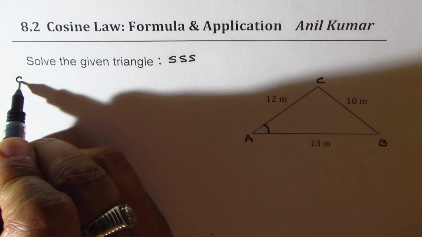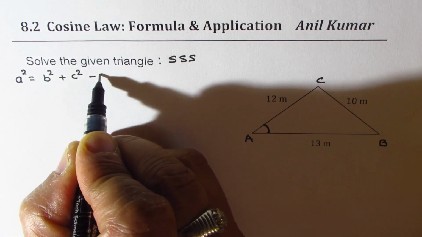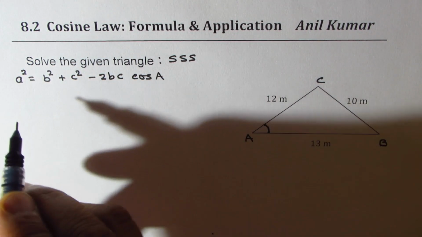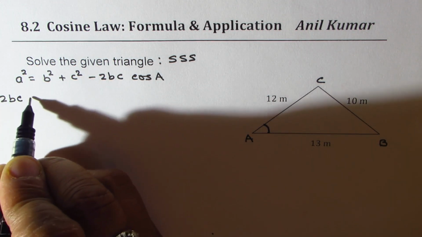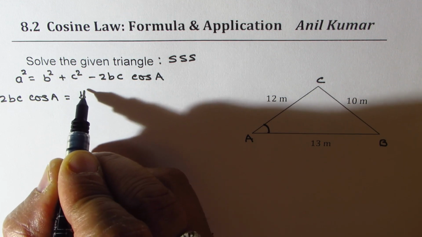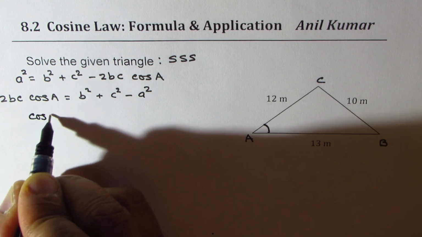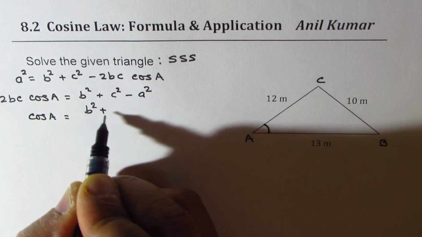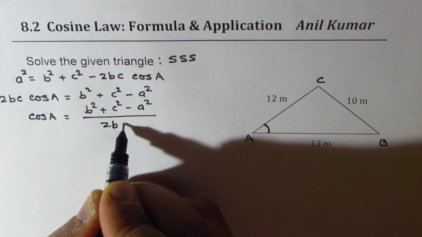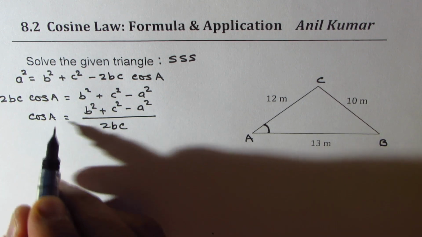Now generally the formula is written as a square equals b square plus c square minus 2bc cos of A. We can always rearrange, so we get 2bc cos of A equals b square plus c square minus a square, and from here cos of A equals b square plus c square minus a square divided by 2bc, right? Now we know all the sides, so we can substitute and find cos A.